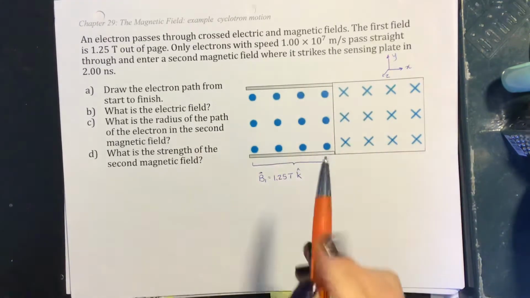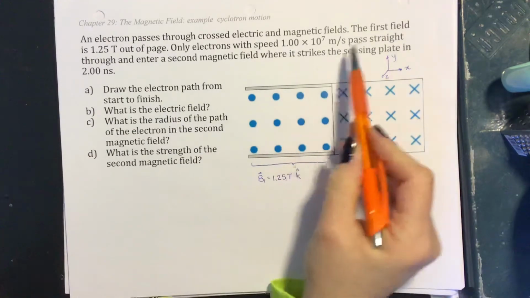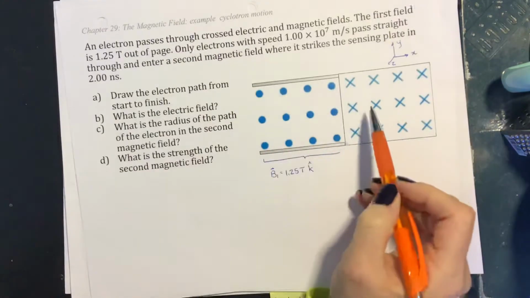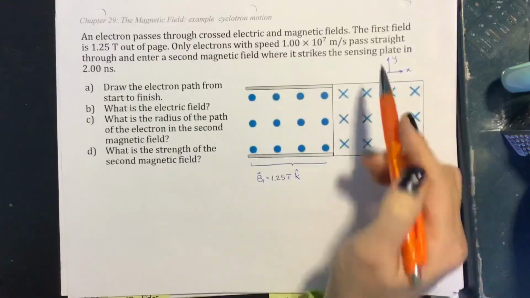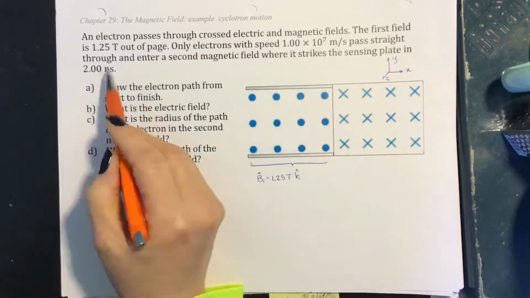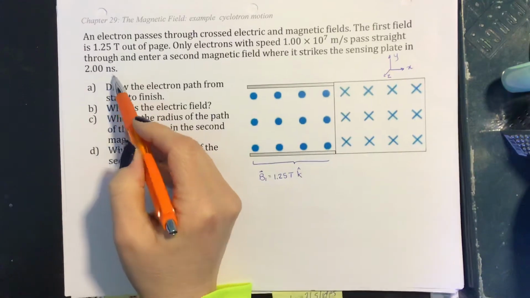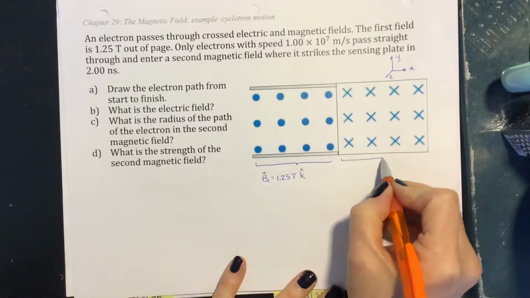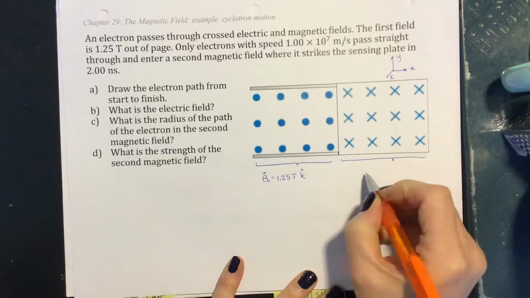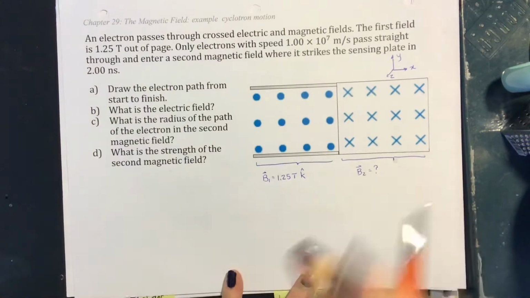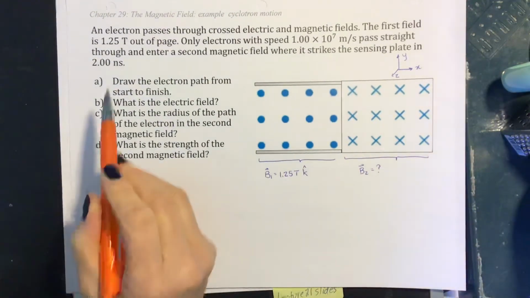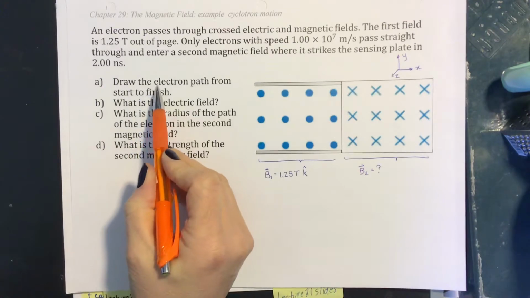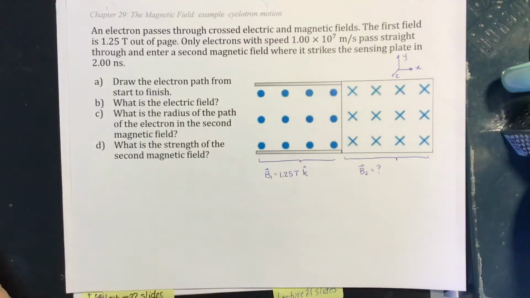They enter a second magnetic field where it strikes the sensing plate in 2 nanoseconds. So ns is nanoseconds, times 10⁻⁹. So it comes into this region with a second magnetic field, no electric field in this area. So this second field is B2 equals, we don't know what it is. So part A, draw the electron path from start to finish. What does the electron motion look like in that path?